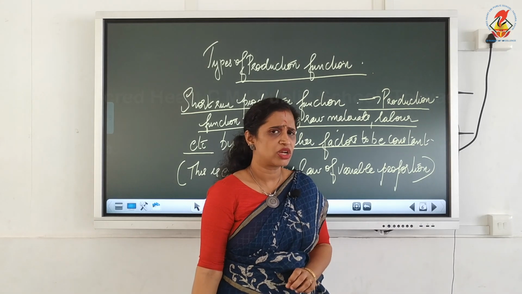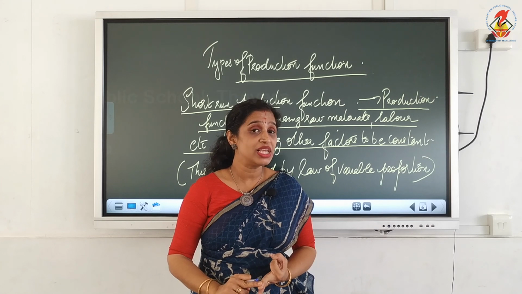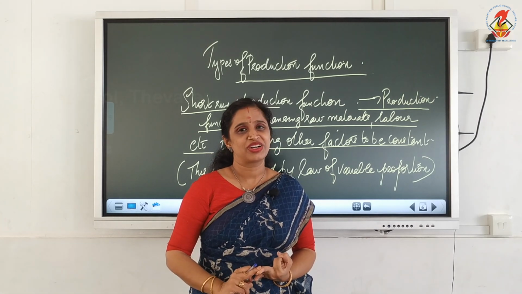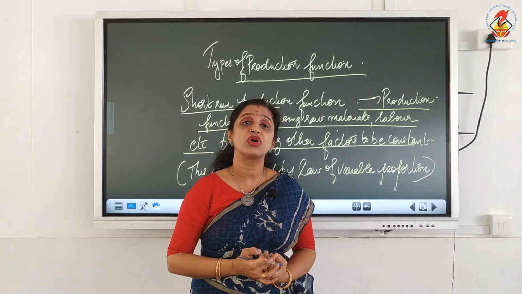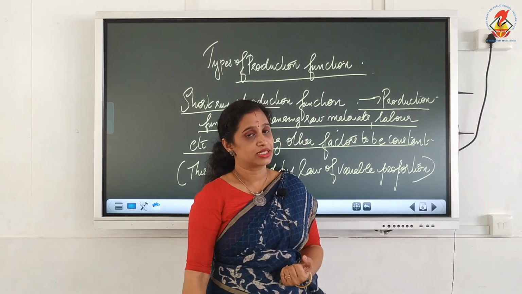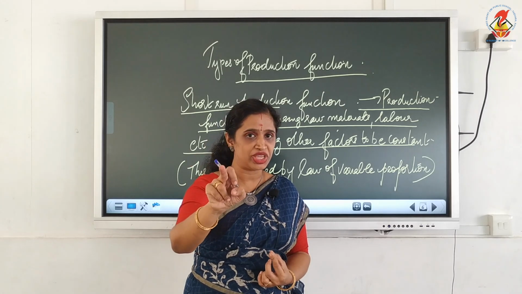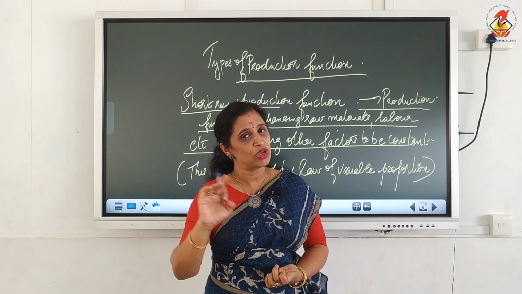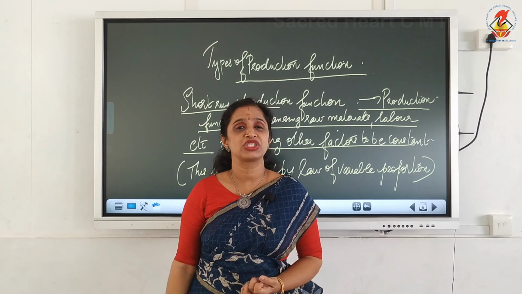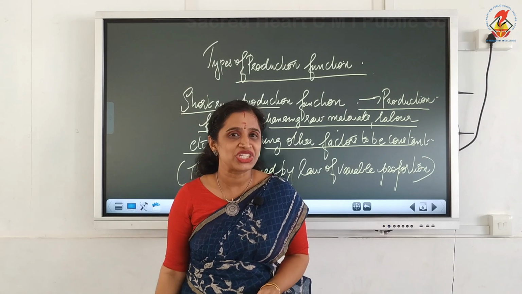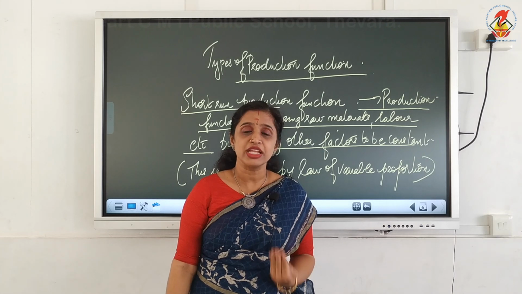Which are the factors which are constant in short run? Land, building, machines, all these are constant in the short run. Which all factors are moving or changing in the short run? Labors, raw materials, etc. So the production which is carried during the short run only by changing the variable factors, by keeping other factors to be constant, that kind of a production function is known as short run production function. That means the production function which takes place in the existing time period.